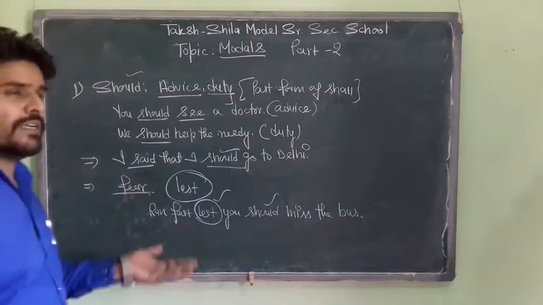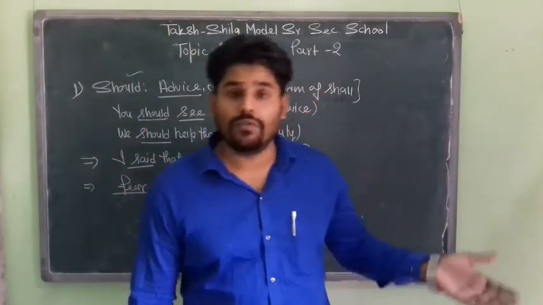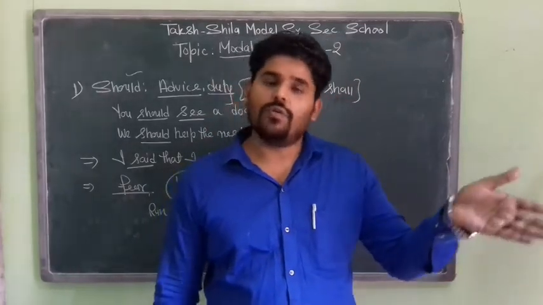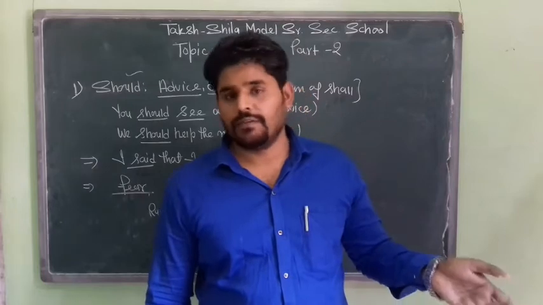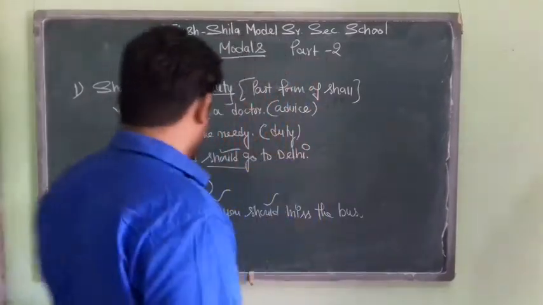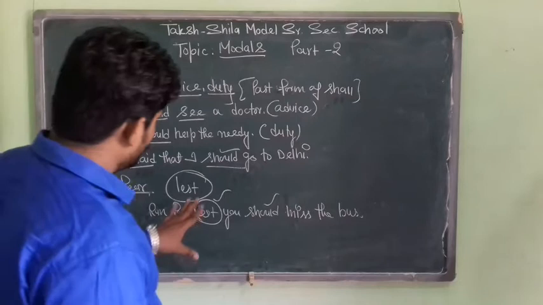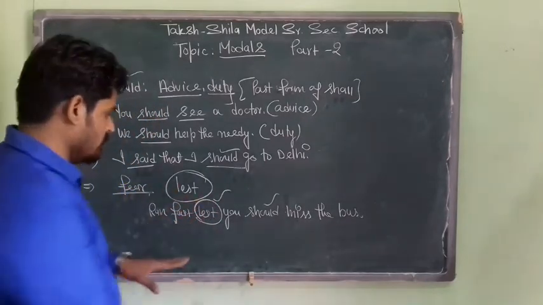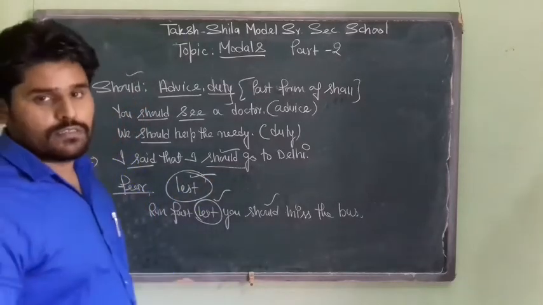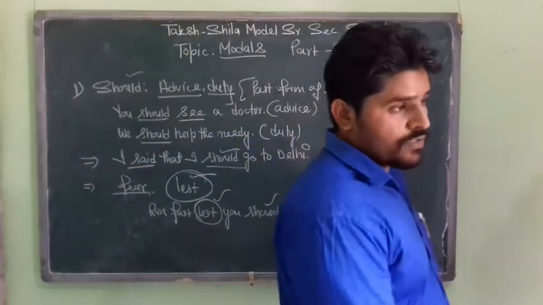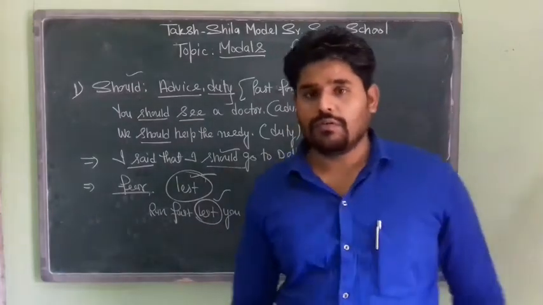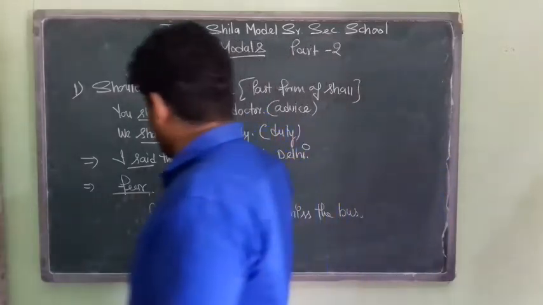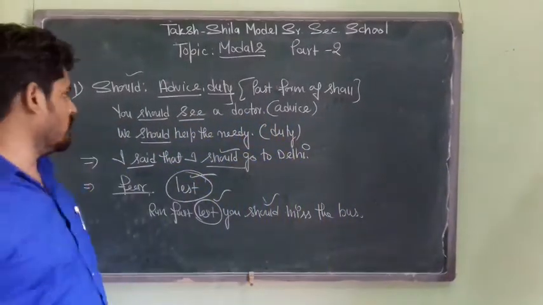There are some other examples. For example, take an umbrella with you lest it should rain. So there is a fear that it might rain, so the person should already be equipped with an umbrella, right? Here we come to the generalization, the rule that whenever there is use of lest in a sentence, and in that sentence we are supposed to use a modal auxiliary verb, we always choose what? Should. So students, these are the three uses of should.